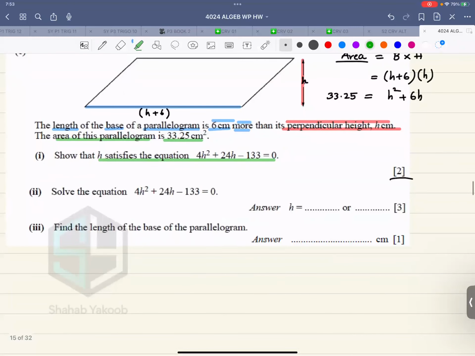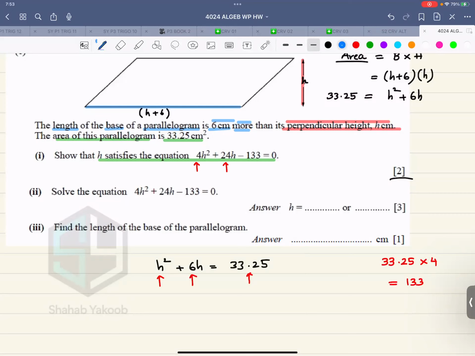So we have done this much. So let me use a marker. So that is h square plus 6h is 33.25. Now let's look at the coefficient of h. Instead of h square, this is 4h square. Instead of 6, this is 24. And 33.25 is becoming 133. So let's double check. 33.25 into 4, when we multiply it out, this is 133.